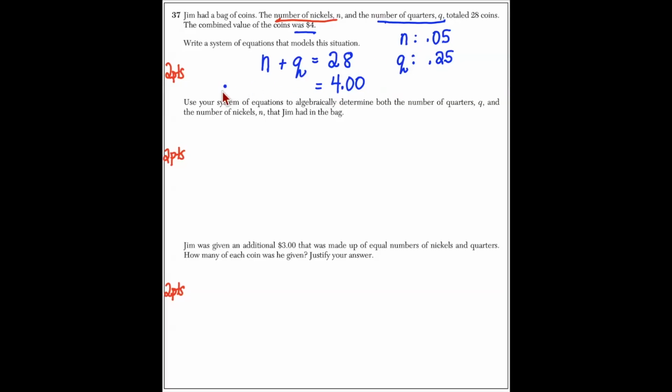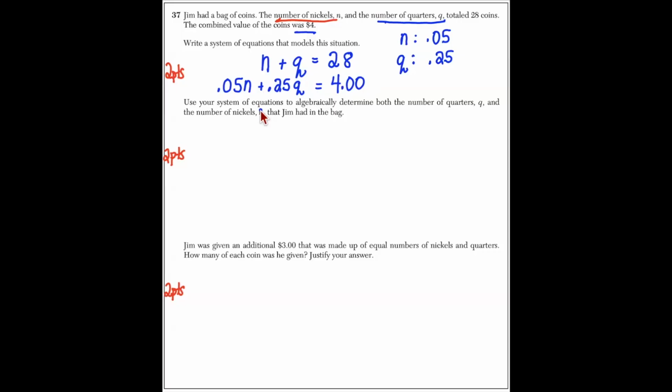So if he had N nickels, it's going to be 0.05 times N. And if he has Q quarters, it's 0.25 times Q. So this here is my system of equations. The number of nickels plus the number of quarters is equal to 28. And 5 cents times the number of nickels plus 25 cents times the number of quarters is equal to $4. So that's the first beast I have to struggle with here, just writing that system out.